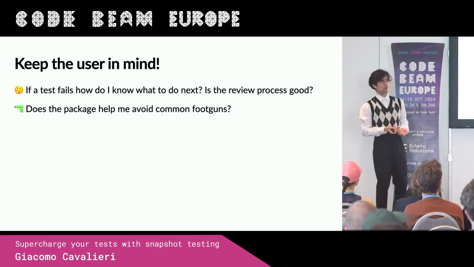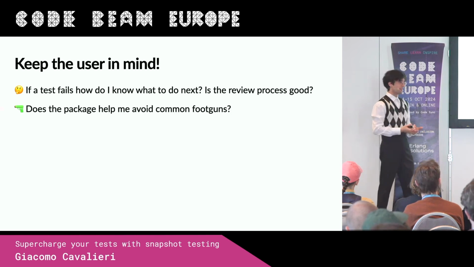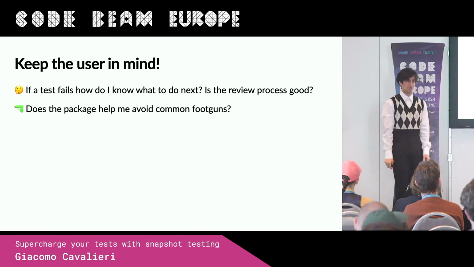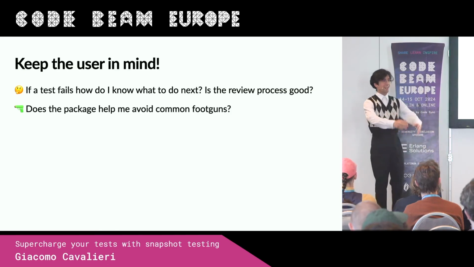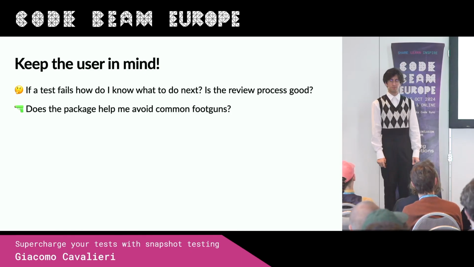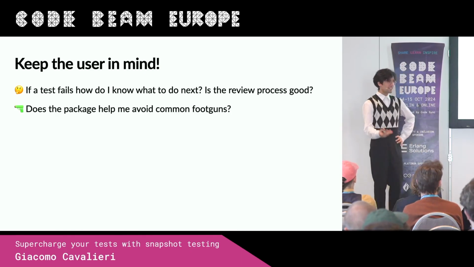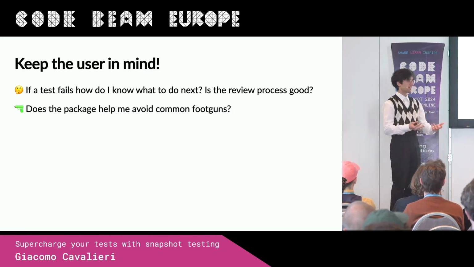But as the author of the library and a snapshot testing enthusiast, I knew what I had to do. I just avoided using the same title twice. So I'm quite happy. I publish my package, people start using it, and then someone starts complaining. They're like, why are my tests failing? I have no idea what is wrong here. It just keeps on failing even if I review it.